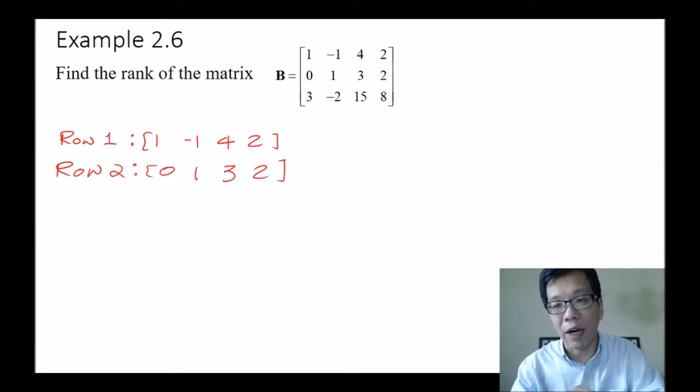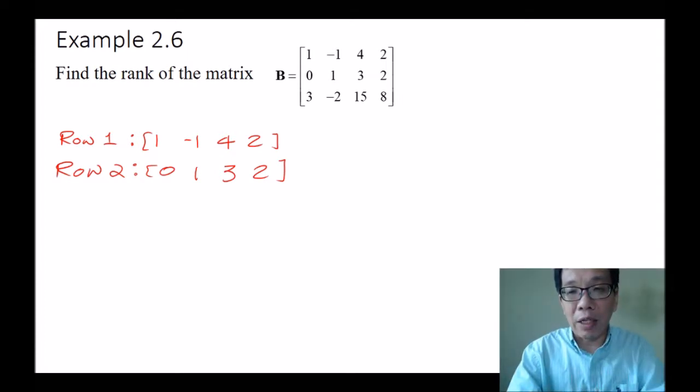But can we find such a combination so that the rank is actually smaller than 3? The biggest possible rank of this matrix is 3 because we have 3 rows. It can be 1, it can be 2, it can be 3, but no more than 3. So can we find something like this?